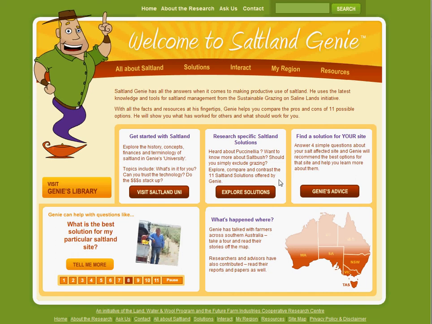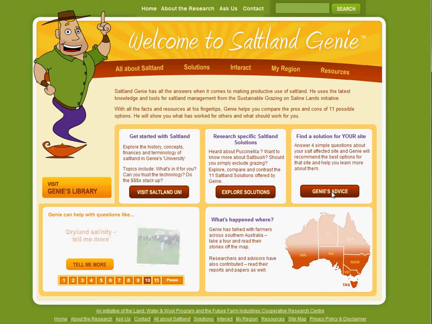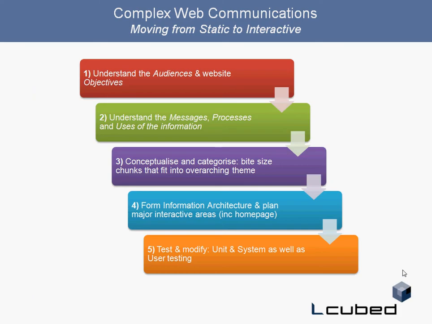We can also have a look at Genie's advice, and this is one of the prime interactive areas of this particular website. So I'm just going to flick back over to the slides and show you those again. So in step 3 we're conceptualizing and categorizing, we're building these bite-sized chunks of things like interactivity that can help communicate and help people learn through processes that are interactive online.